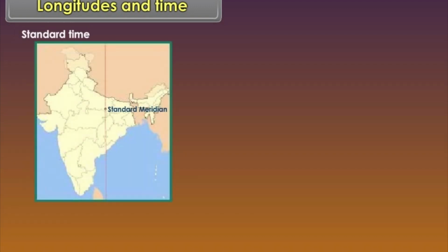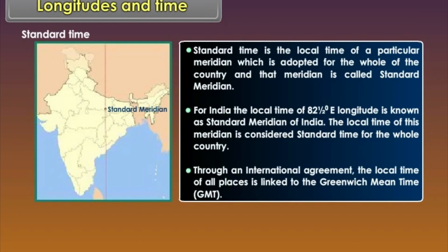Standard time. Standard time is the local time of a particular meridian which is adopted for the whole of the country, and that meridian is called Standard Meridian. For India, the local time of 82.5 degrees east longitude is known as the Standard Meridian of India. The local time of this meridian is considered standard time for the whole country.